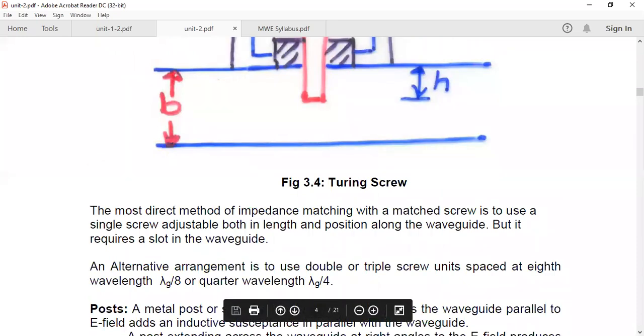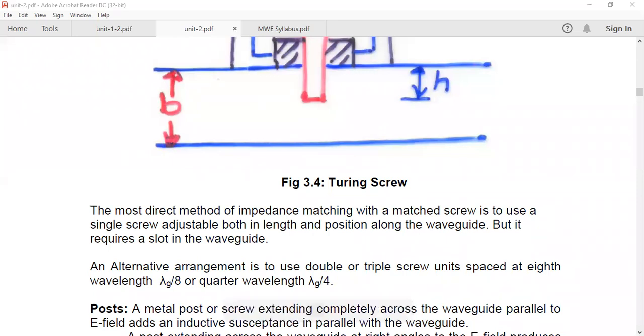I will show you that one. Wait a minute. Tuning screws. Rectangular waveguide.